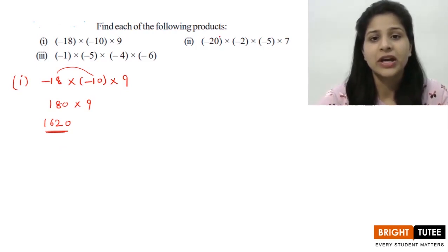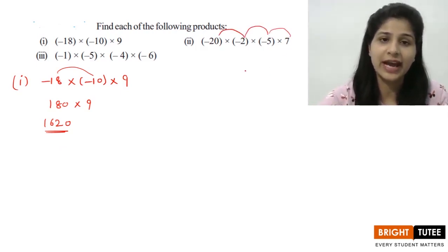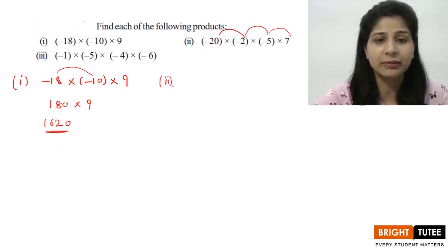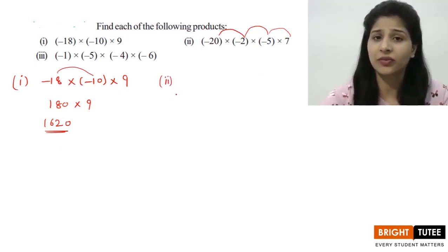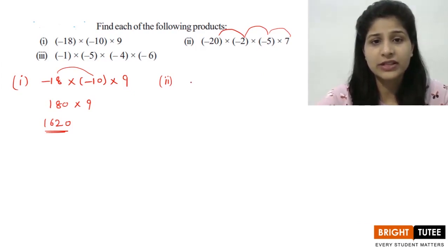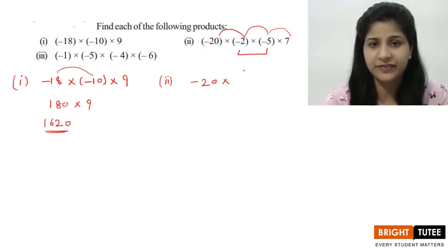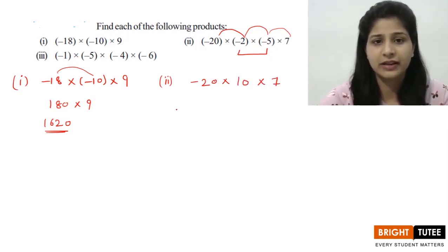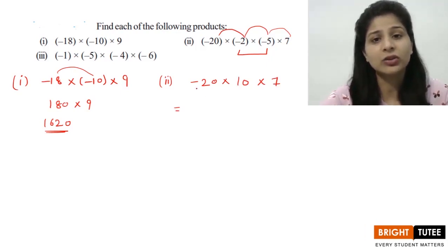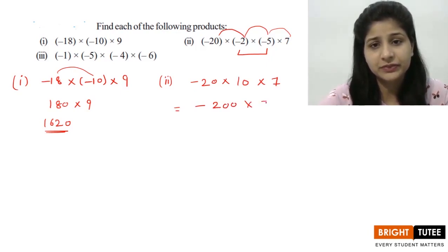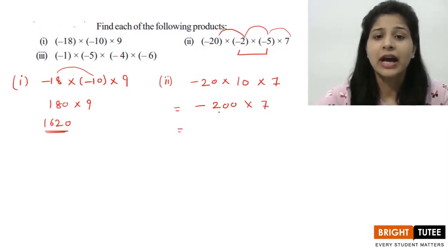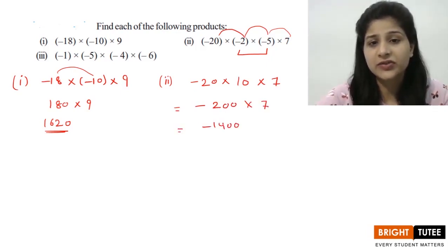The second one, 20 into minus 2 into minus 5 into 7. As I told you, order does not matter in multiplication. Let's figure out what we can do. So we can always do minus 20 into, okay, minus 2 and minus 5 I can multiply first. That will give me plus 10 into 7. Now, what can I do? Minus 20 and 10 multiplication is quite easy. Into 7. And then we are going to get minus 1400.